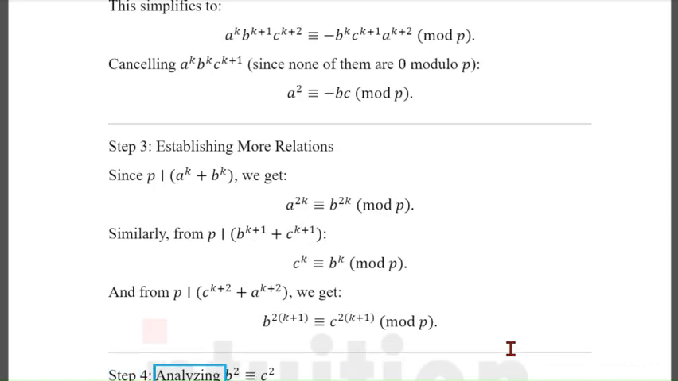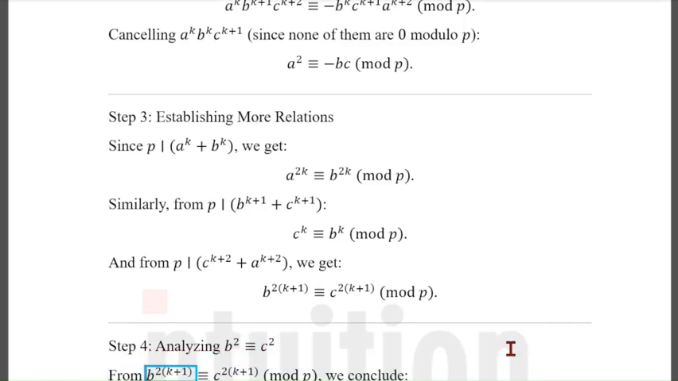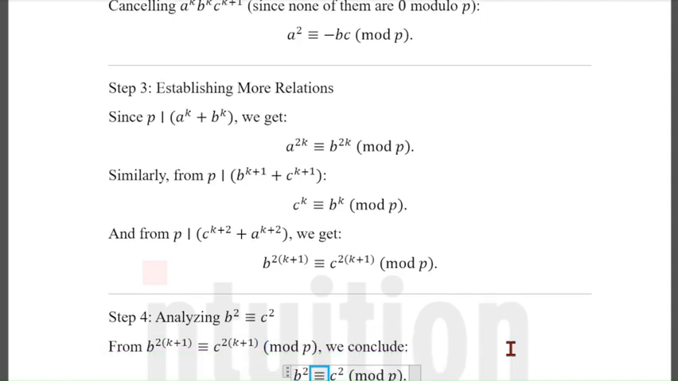Step 4. Analyzing b² ≡ c². From b^(2(k+1)) ≡ c^(2(k+1)) (mod p), we conclude b² ≡ c² (mod p).